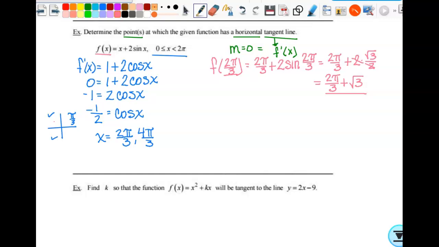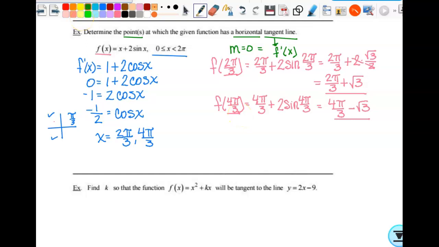Okay. So then we're going to do 4 pi thirds. So f of 4 pi thirds is equal to 4 pi thirds plus 2 times the sine of 4 pi thirds. So what's the only difference between the sine of 2 pi thirds and the sine of 4 pi thirds? It's negative. And so that means that this is going to just give me 4 pi thirds minus square root of 3, right? Because the same thing's going to happen with the 2's. And that's the y value for this x value.